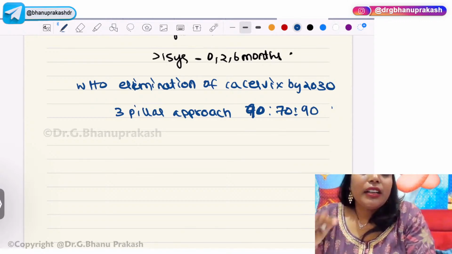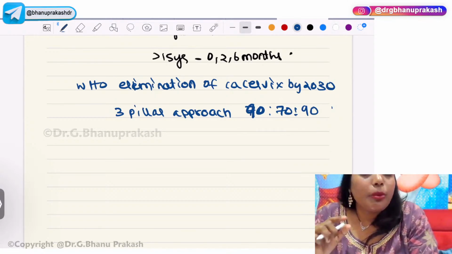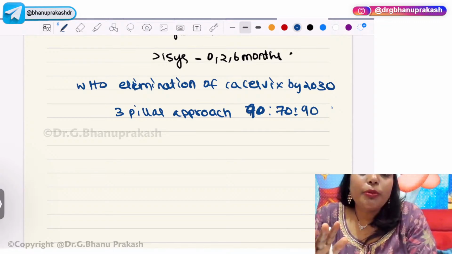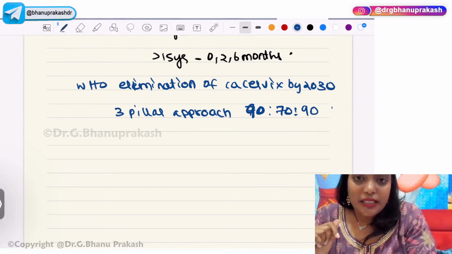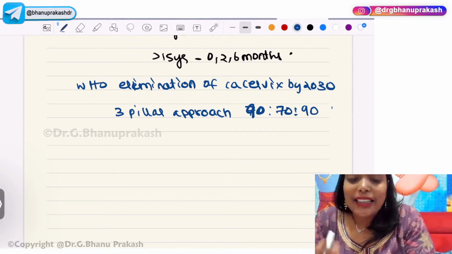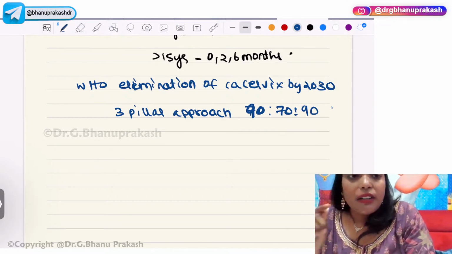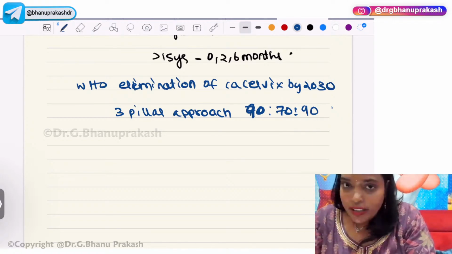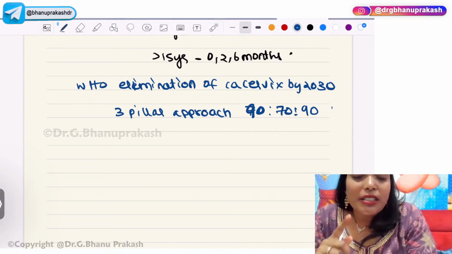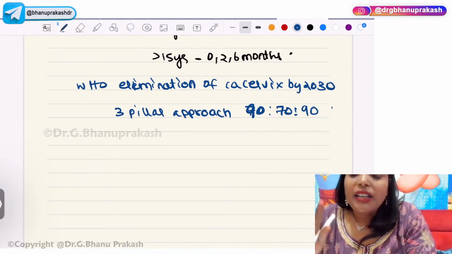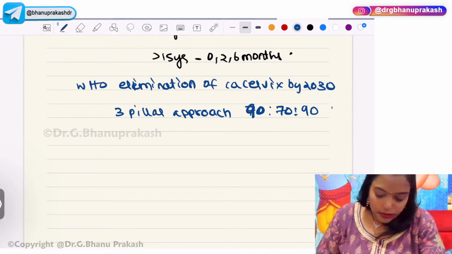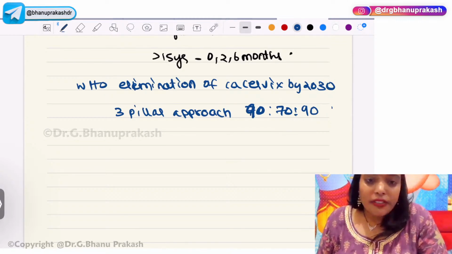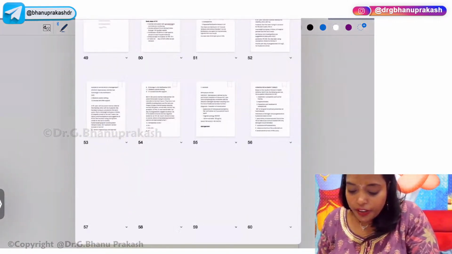According to this, 90% of the girls less than 15 years should be vaccinated. 70% of middle-aged women should be screened by HPV DNA testing. And 90% of the women who are detected with CIN or CA cervix should get treated. So that is about CA cervix and CIN in a crisp manner for you to revise.